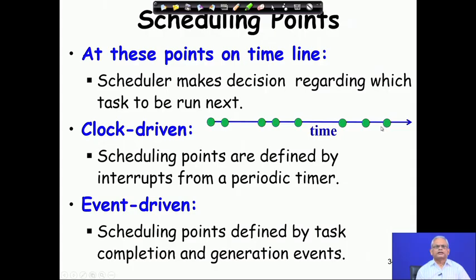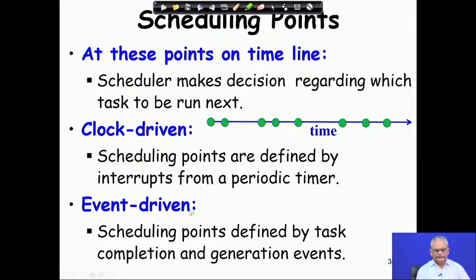Of course, in a clock driven scheduler, the scheduling points are defined by interrupts from a periodic timer. So, they will be placed uniformly on the timeline and they are generated by clock interrupts, and the scheduler becomes active as soon as the clock interrupt occurs and decides which task to run.